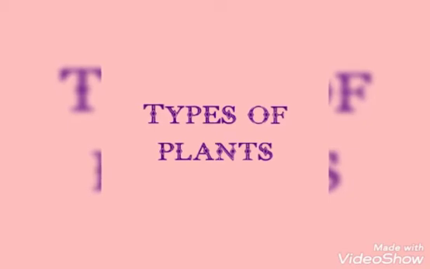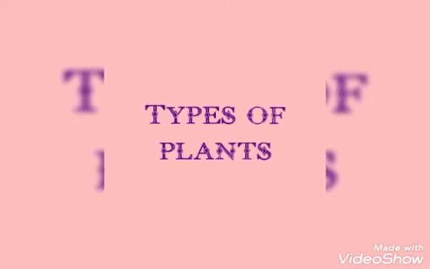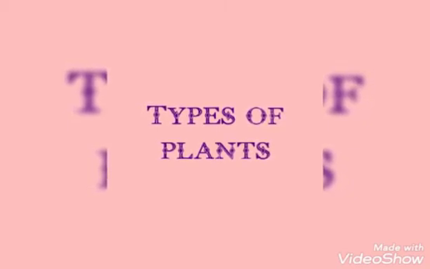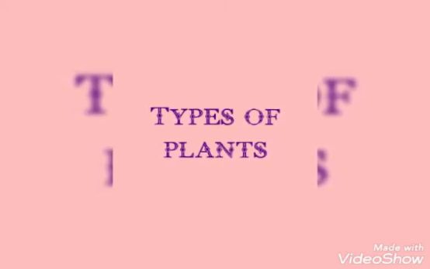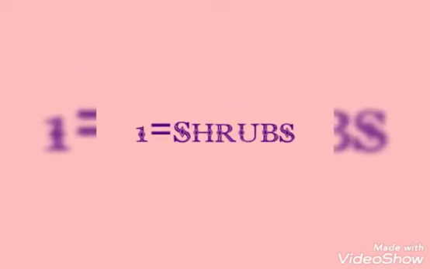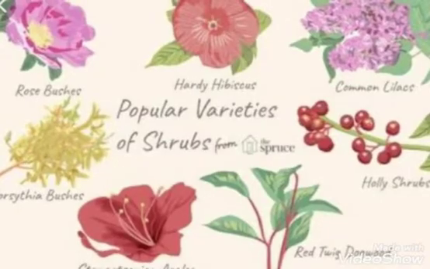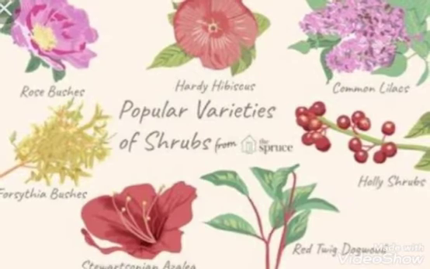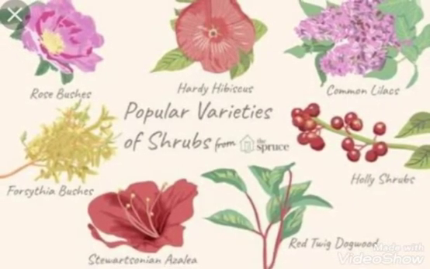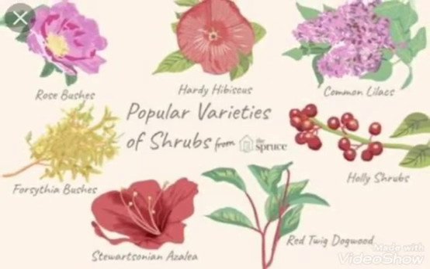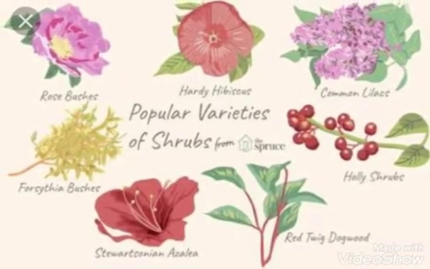Students, now types of plants. Students, some plants are big and some are small. So today we will learn about all types of plants. In the types of plants, first one we have shrubs. Shrubs are small plants but have woody stems. Their stems are not too soft, but woody.